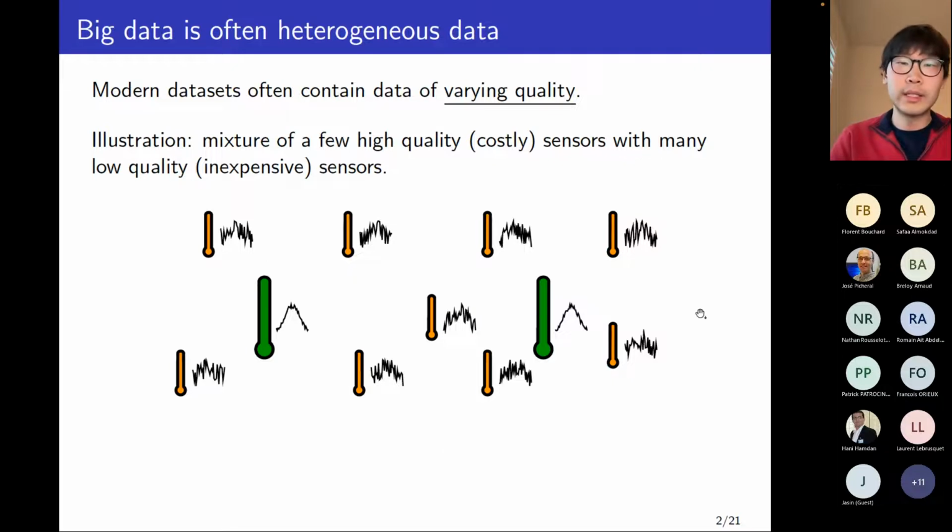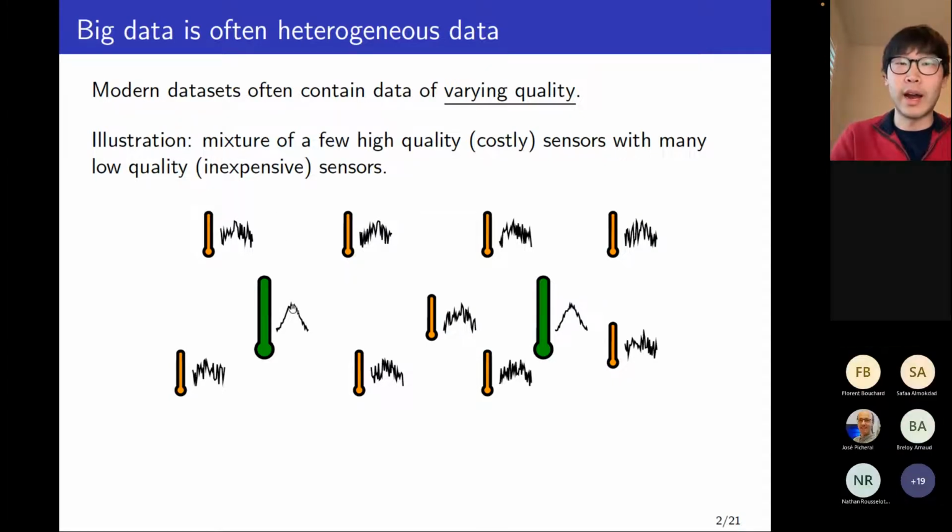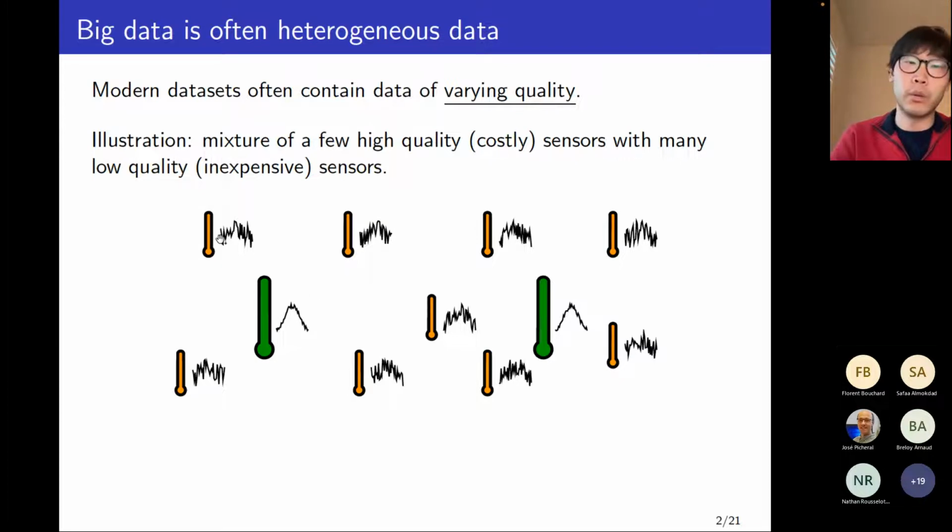All right, so this is the picture we have in mind. We've got a bunch of different sensors measuring the same phenomenon. Some of them are higher quality, less noisy. Some of them are lower quality, more noisy. And typically it'll be costly. The higher quality ones will also be more expensive.